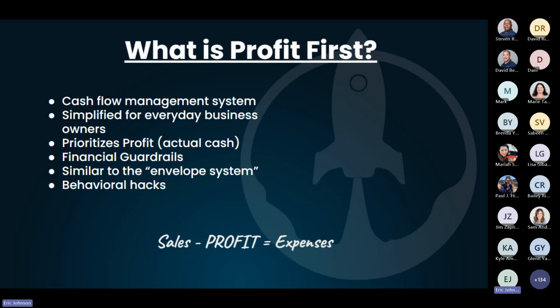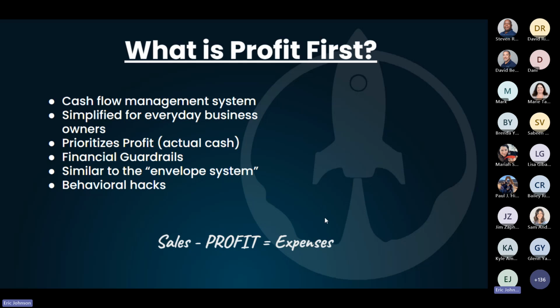One of the things that we love about Profit First is that it prioritizes the profit. If you see the bottom of the screen, sales minus profit equals expenses. Basically what this says is after the money comes in from our sales, we're going to set aside our profit first. It's in the name, right? And then we're going to pay our expenses with what's left over.